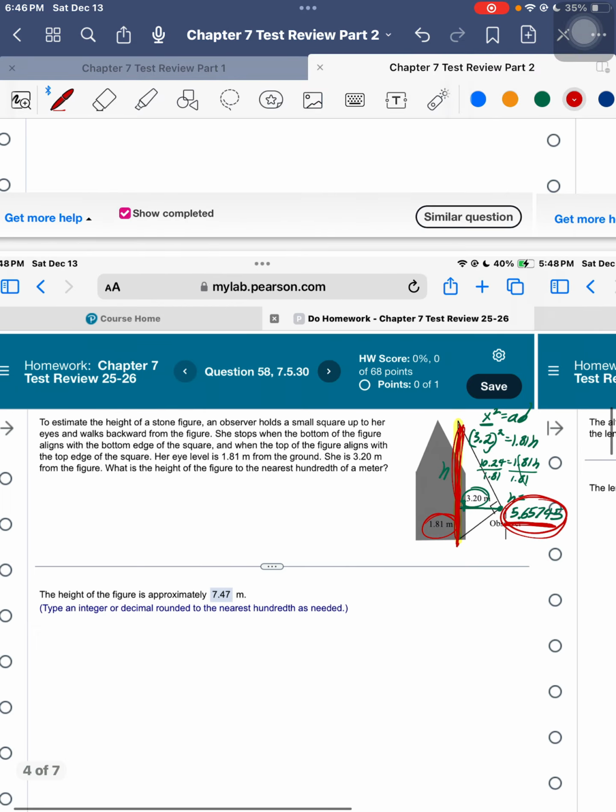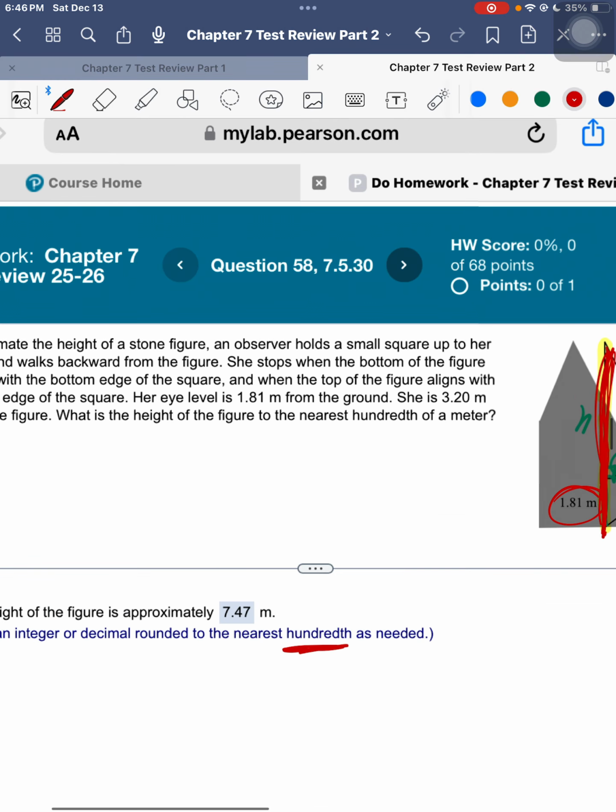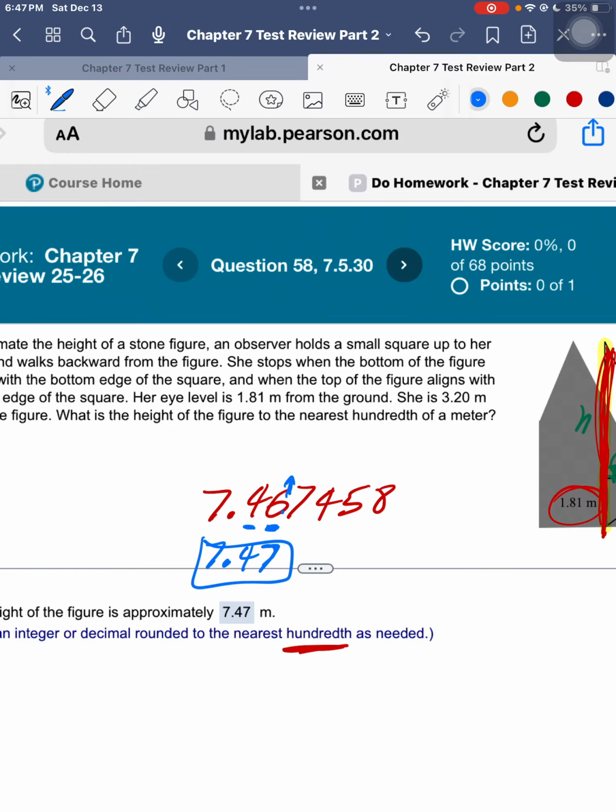So my answer, how did they want it? They want it rounded to the nearest 100th. So I'm going to write to you guys what I have in my calculator. 7.467458. So if we round it to the nearest 100th, this is the 10th, this is the 100th. If my 100th place is 6 and the next number is 7, is this 6 going to go up or is it going to stay at 6? It's actually going to go up by 1. So it's going to be 7.47. And that's my answer. Make sure you round correctly, okay?